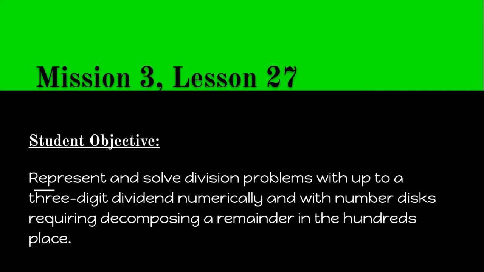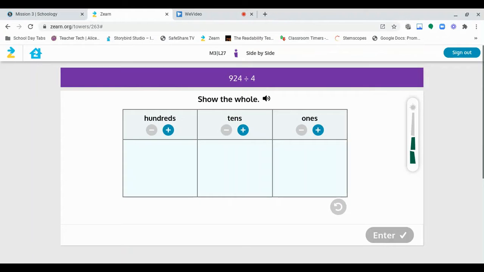So 3 by 1 digit division using numbers and place value discs. We are going to actually just take a look at part of the Tower of Power today and see what it's expecting of us. So let's get to it. Let's take a look at something that's going to be on the Tower of Power.